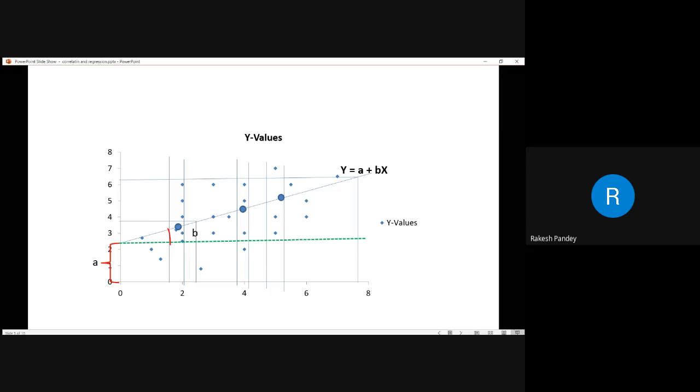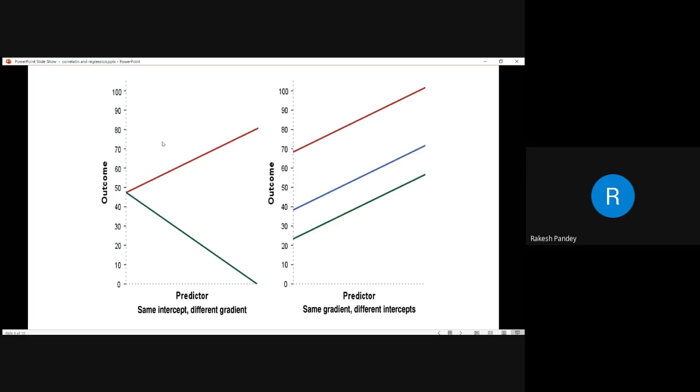So I am moving forward, and this is the regression equation. This line is characterized by the equation y is equal to a plus bx. And these are the characteristics. Here you are having the same slope but different intercepts. This regression line is crossing at 70, this is crossing around 40. So a is different, but you can see the slope is the same. So b is the same, but a is different.